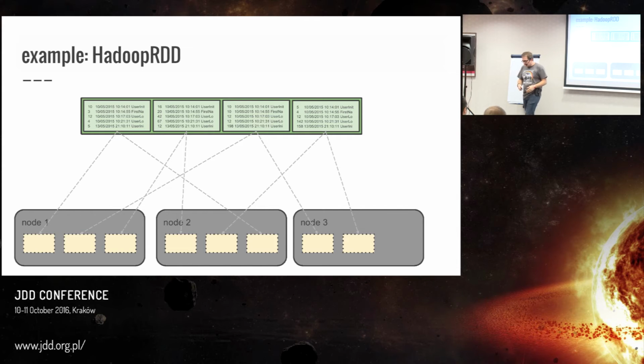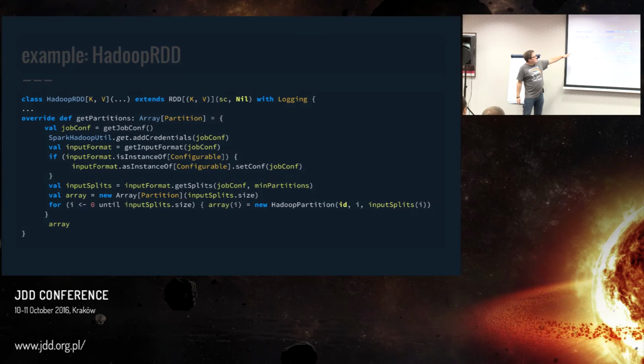to the level of ways how you can deal with failures. But anyway, we could just take that information and reuse it to implement the getPartition method. So this is how getPartitions is implemented in Hadoop RDD.